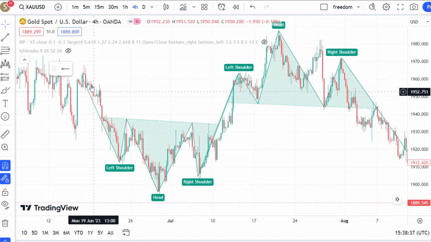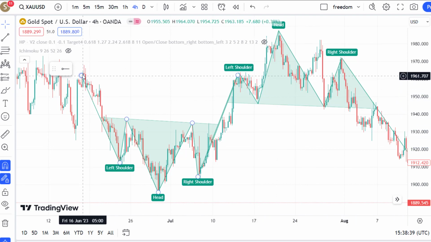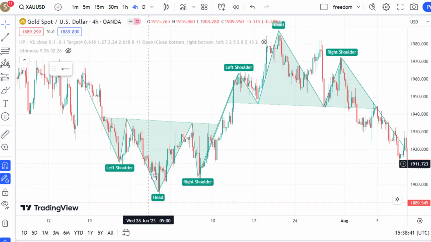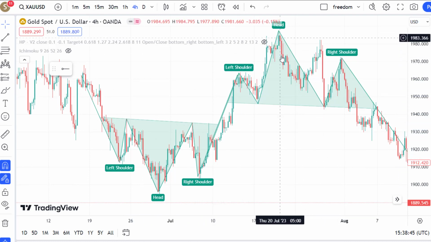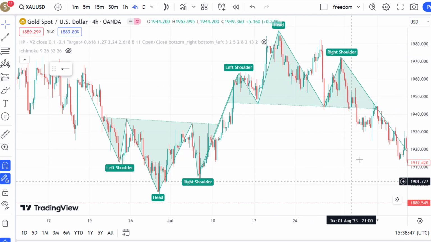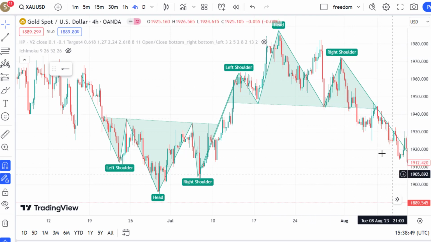3. Price target. Traders often use the height from the head to the neckline to estimate the potential price movement after the breakout. 4. Pattern duration. The longer the pattern takes to form, the more significant the potential reversal may be.